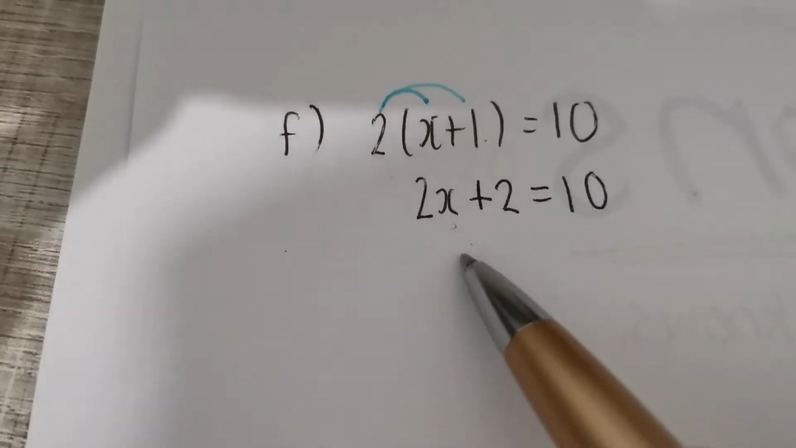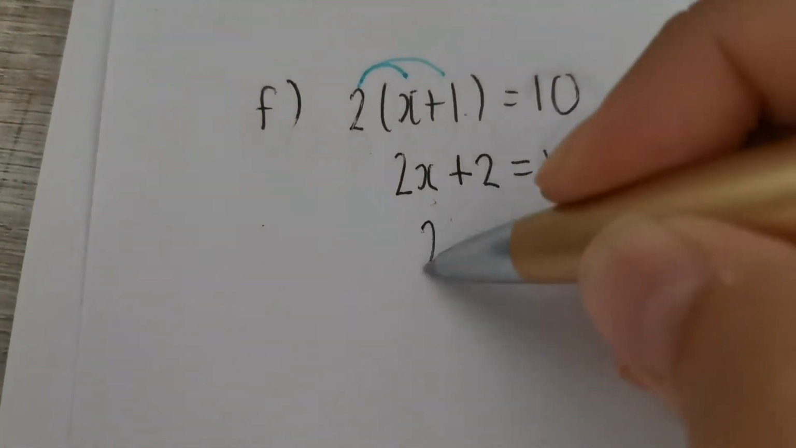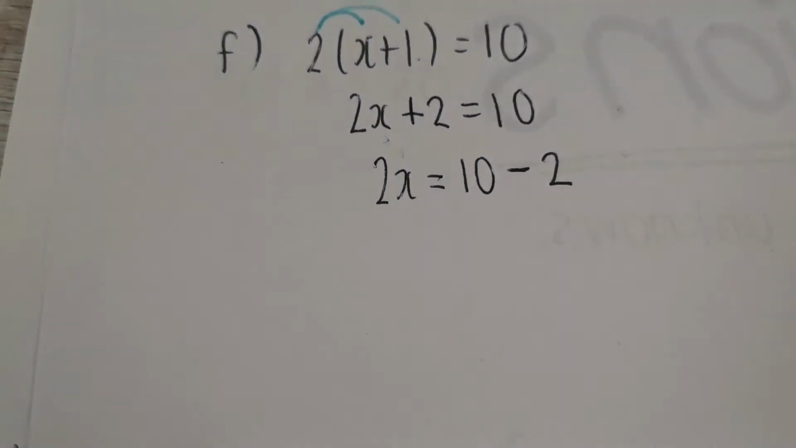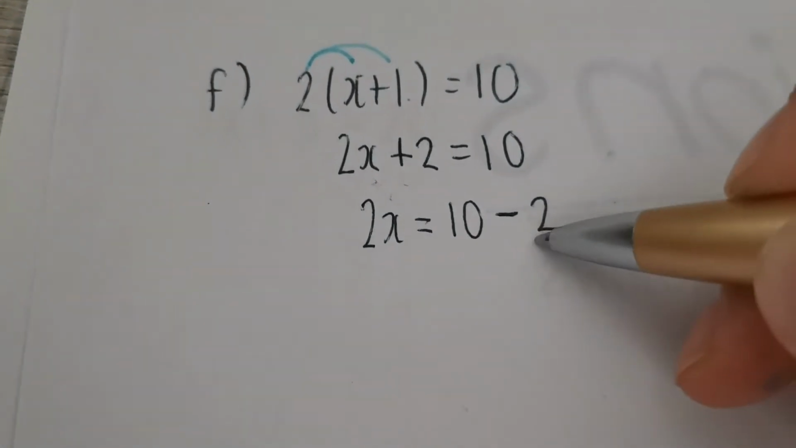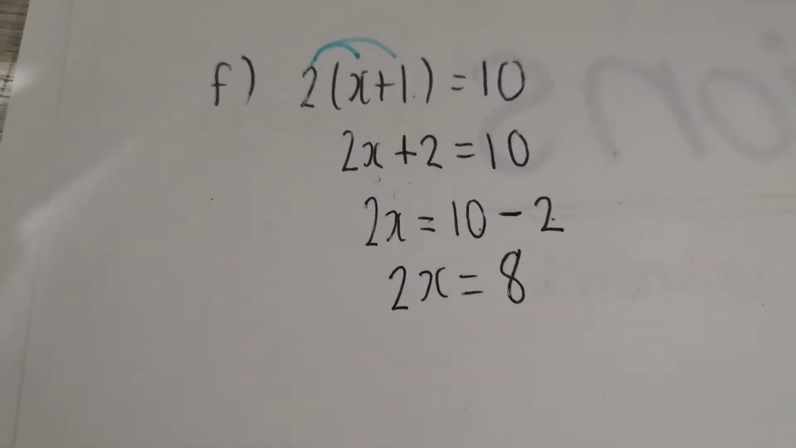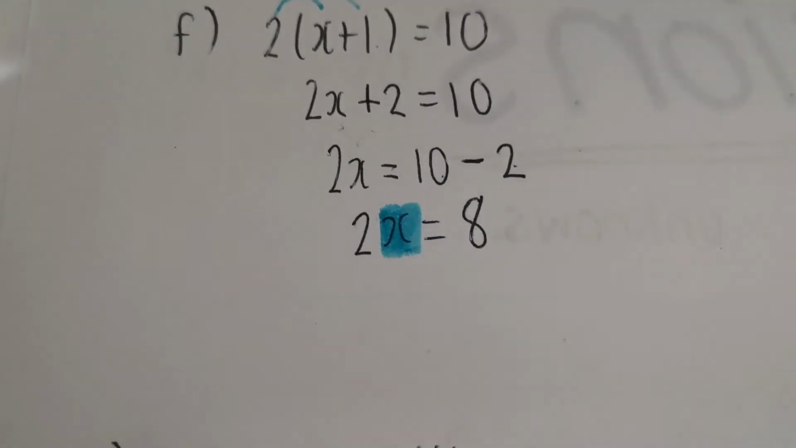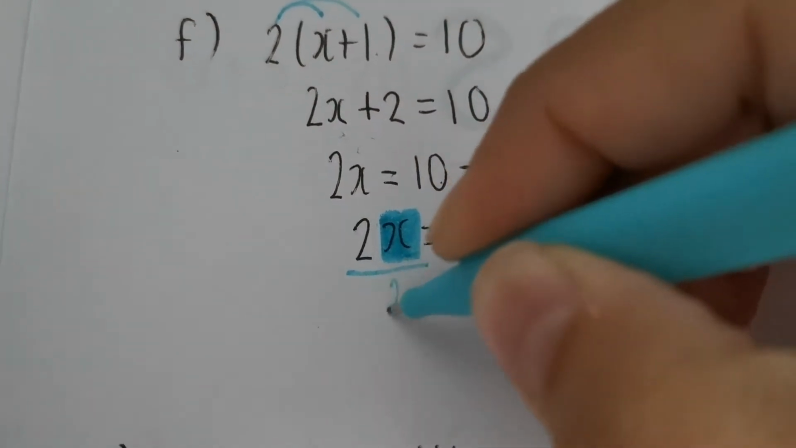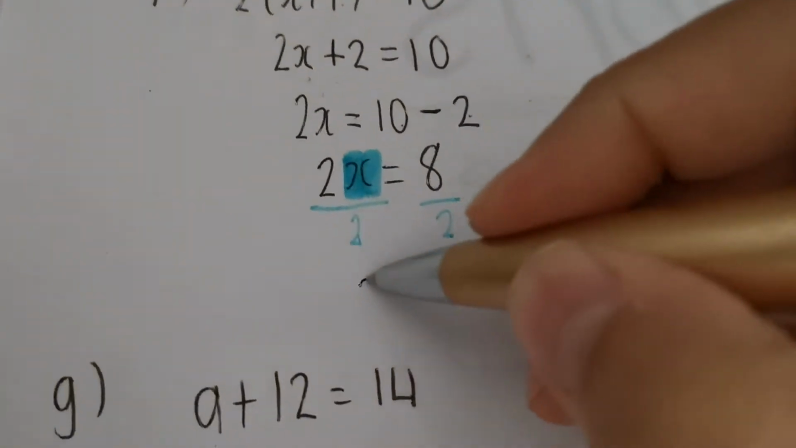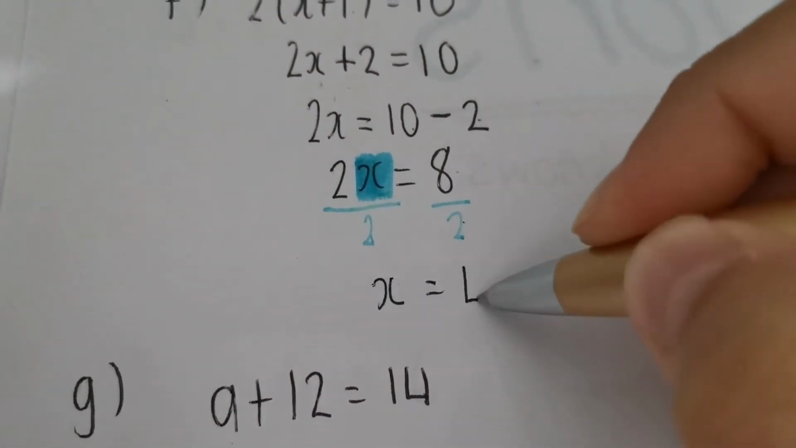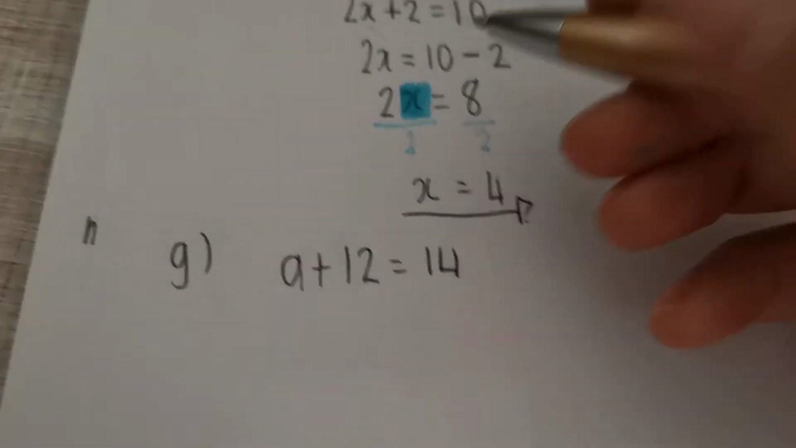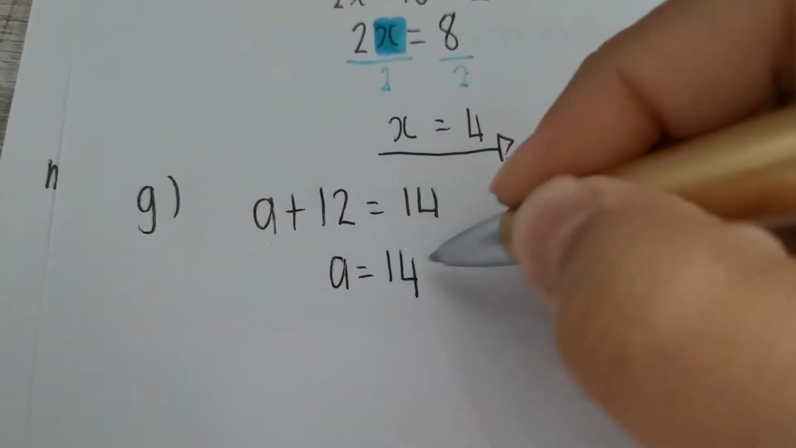Now, we want to keep all the things that have variables on one side, all the things that are numbers basically on the other side. Okay, because I'm taking this positive 2 to the other side, so it becomes negative 2. 10 minus 2, 8. Now, I want x on its own, isn't it? So how do I get rid of the 2 in front of it? By dividing by 2. What I do on one side, do on the other side as well. So on this side, I'm left with x. 8 divided by 2, 4. Done. Okay, let's continue.